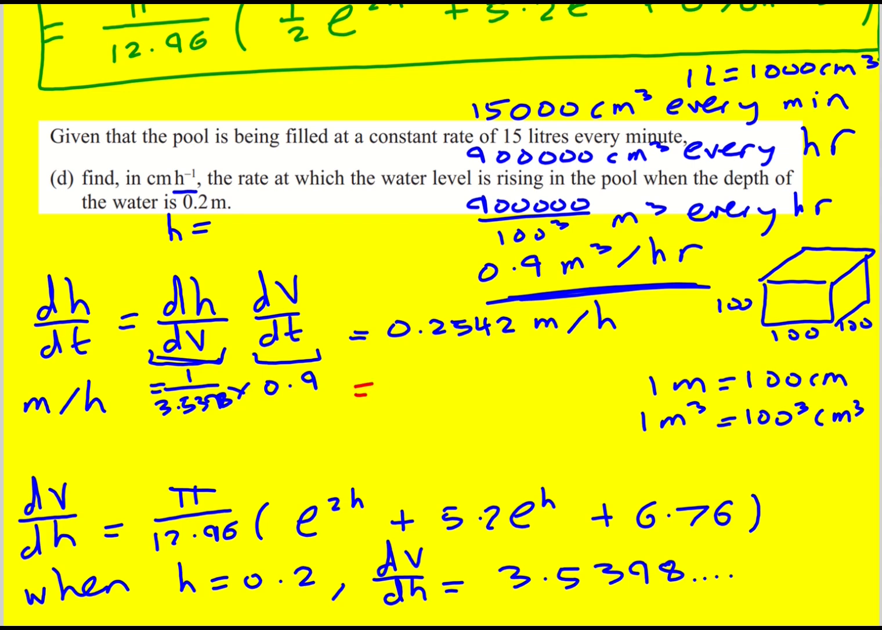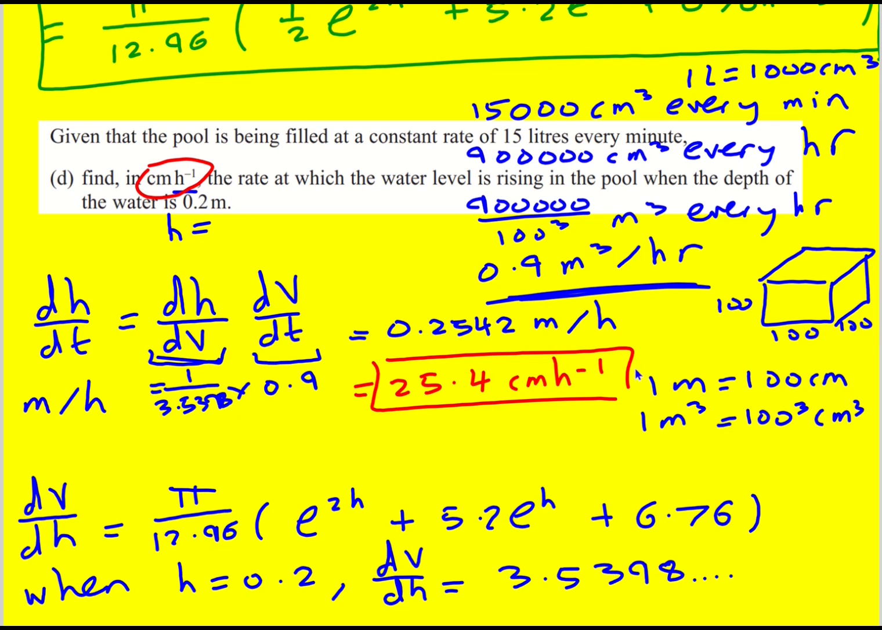We're nearly there because actually we're asked for centimeters per hour. So we just times it back by 100 and it's 25.4 centimeters per hour. Okay, that is the rate of change of the height at the instant when the depth of the water is 0.2. We've got this constant volume, but because the cross-sectional area is changing, it changes the rate of change of the height as the water level increases.